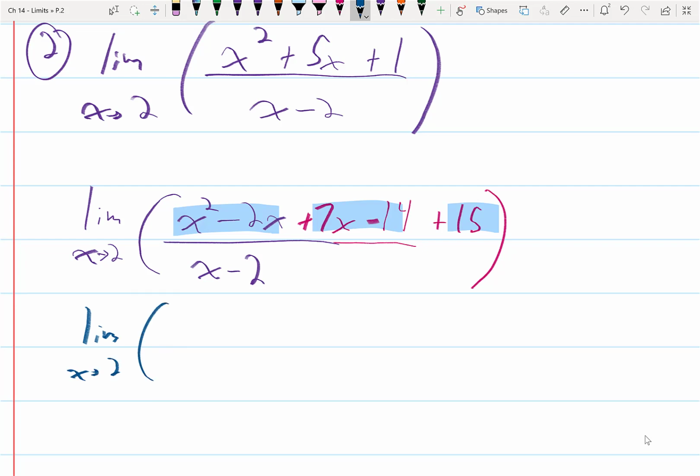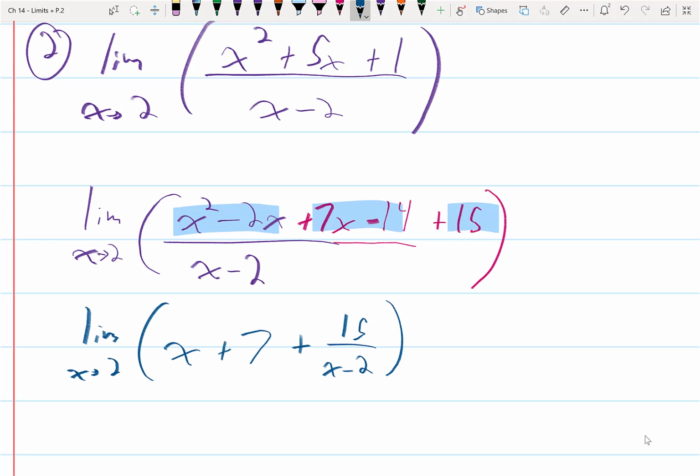Where the first set gives me, okay, so what is x minus 2 divided into x squared minus 2x? X. What is x minus 2 divided into 7x minus 14? 7. And I have the final remainder, 15 over x minus 2. The more you do this, the better you're going to get at that. But I kind of crafted that as a means to not have to completely rewrite the problem just to do the division. And it's fun.